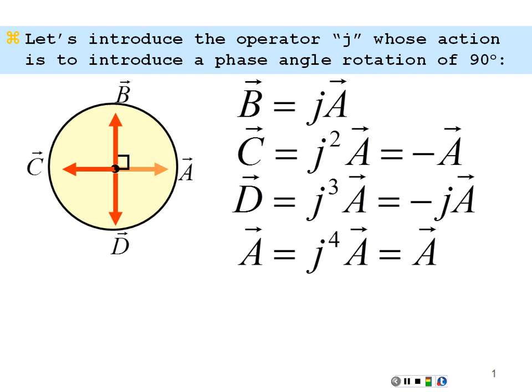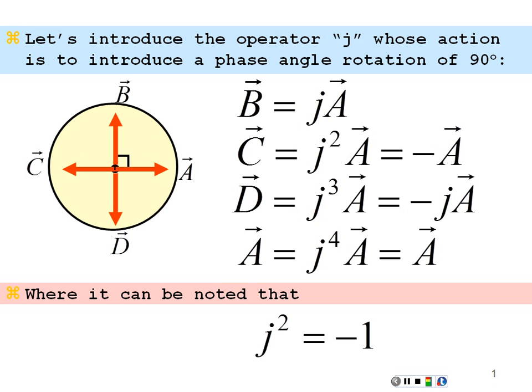And if I would do one more 90 degrees, I would go a full 360 with 4 J operators, and I would end right back up with my vector A. So operating 4 times with this J operator is equal to 1, is equal to A. And we can say that operating twice with this J operator, J squared, would be equal to a negative 1.